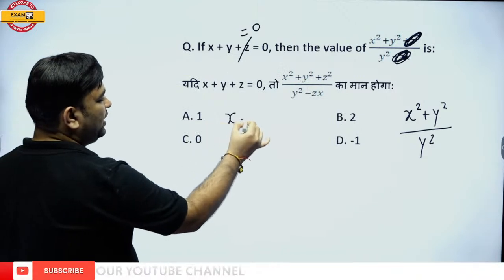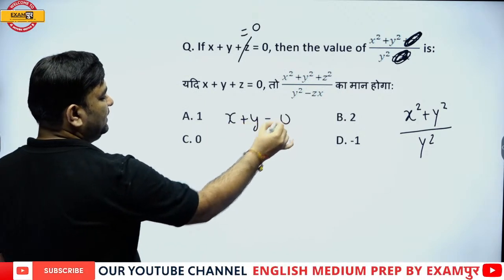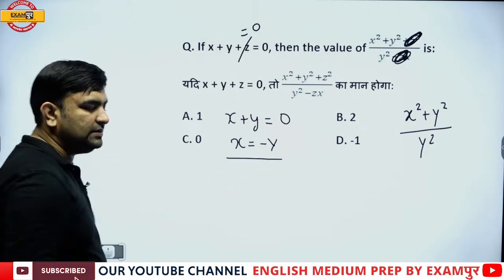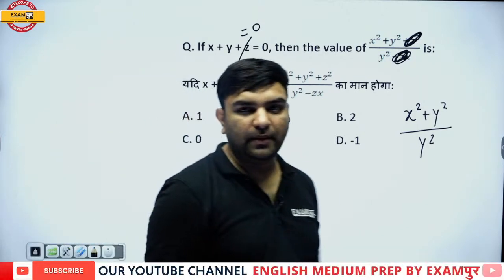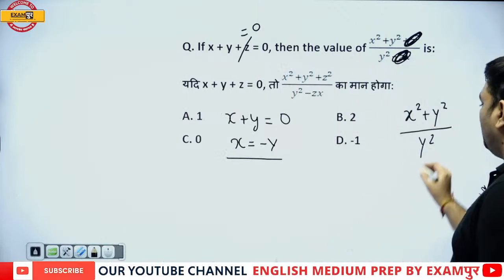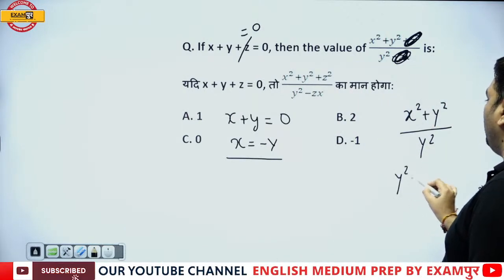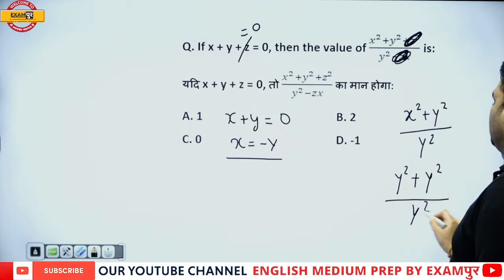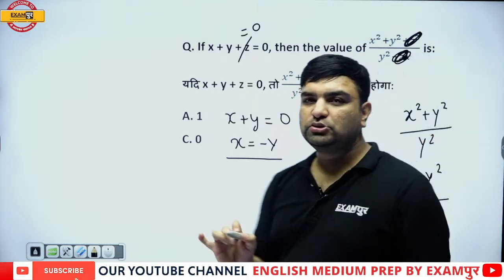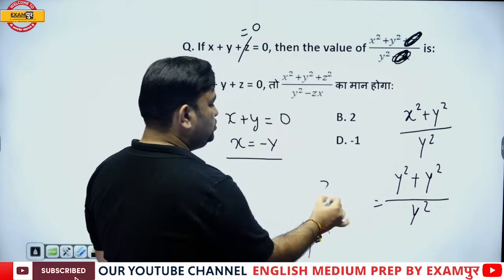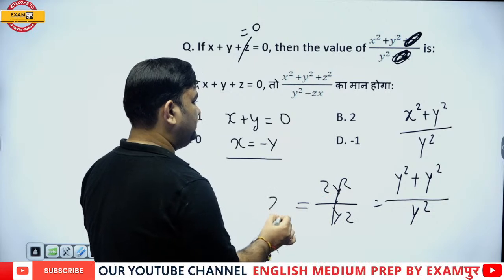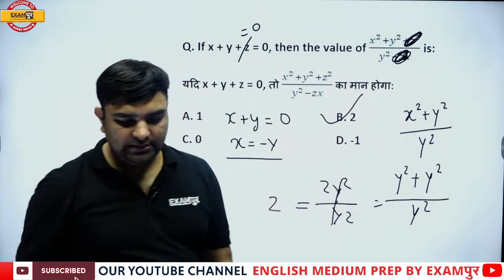So x plus y is 0. Can I say x can be replaced by minus y? So minus y squared is y squared, and y squared is y squared. So 2y squared upon y squared. Ultimately the answer is 2.